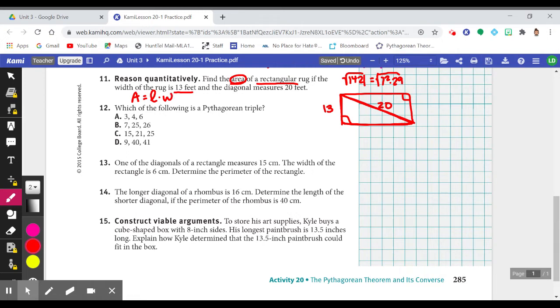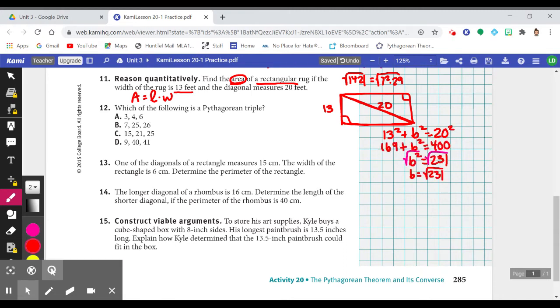So as long as we know that 20, being the diagonal, has to be c in the Pythagorean theorem, 13 could be a or b. So we'll have 13 squared plus b squared equals 20 squared. So take a moment, get it all the way down to finding b. So hopefully doing our proper order of operations here, we found that b equals the square root of 231. So I'm actually going to try, notice I use the term try, to use the factor tree to see if that can be simplified.